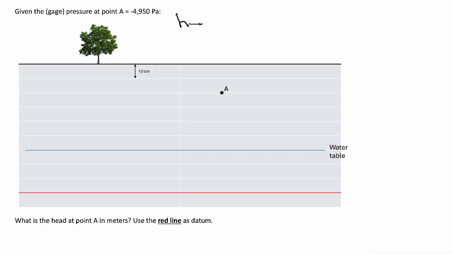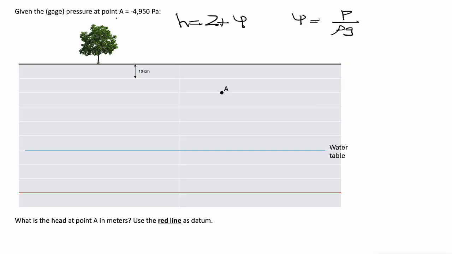We'll need H equals Z plus psi. And we know that psi is always equal to P over rho G. And we also know the constants that we need in this equation. We know the density of the water is 1,000 kilograms per meter cubed, and G is 9.81 meters per second squared. Both of those are MKS units.